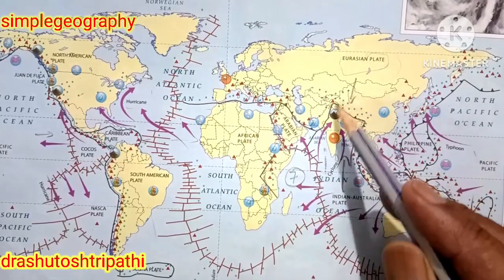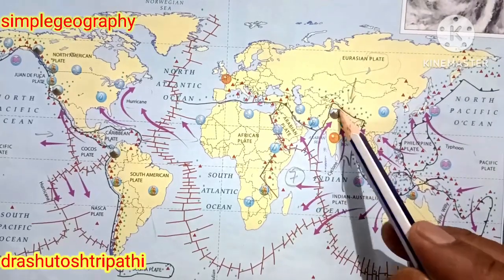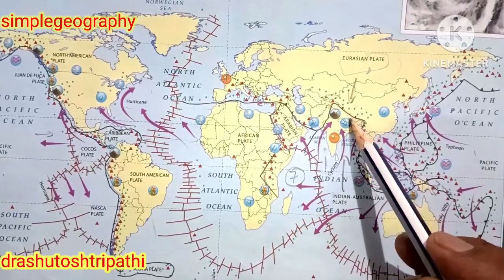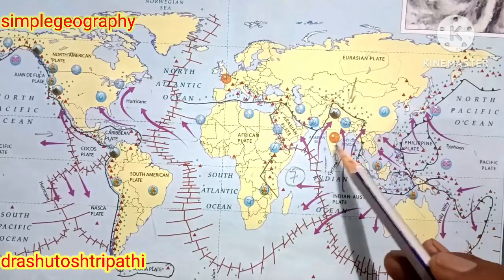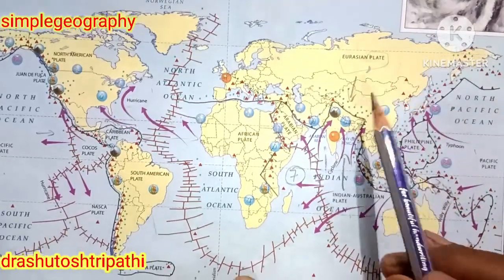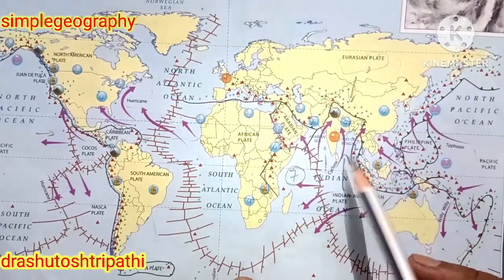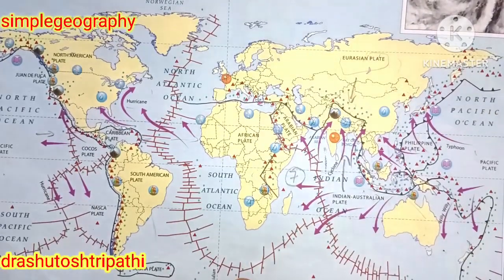But if you see these two plates, it is a continental plate, and this is also a continental plate, so no water goes inside. That's why no volcano is found in this Himalayan region. The Himalaya is the result of collision of two plates, the Eurasian plate and the Indo-Australian plate.